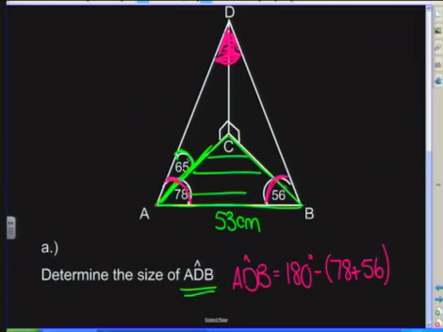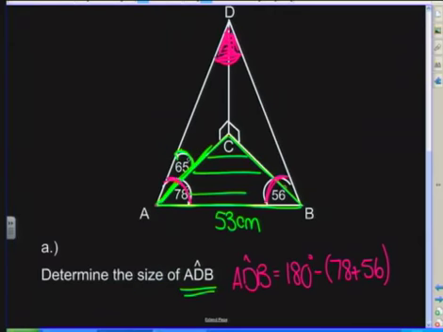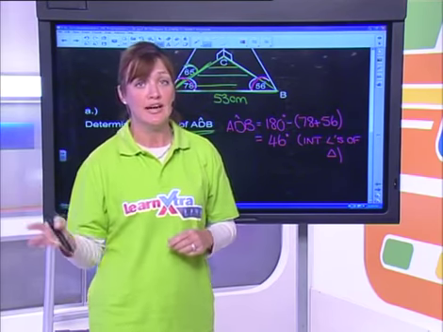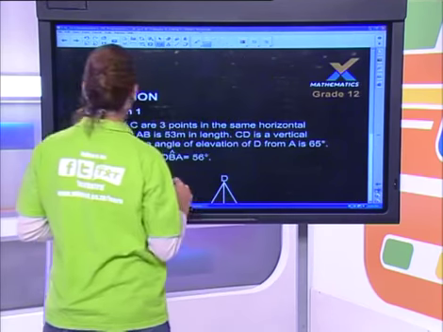Okay, and let's work that out quickly. Right, so we've got 180 minus my 78 plus my 56, and that gets us to 46. So there we go. That's the size of that angle over there, 46 degrees. Okay, right, so that was an easy one. Please don't forget that we do require reasons, okay? So the reason why we gave that is because it was the interior angles of a triangle. All right, the interior angles of a triangle always add up to 180 degrees. Right, now that we know that that's 46, let's see what the next thing is that they are asking of us.